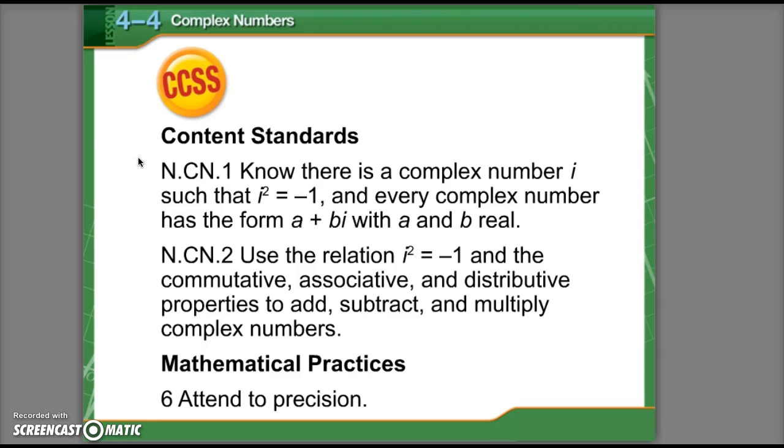Our mathematical practice for this lesson is that we're going to focus on attending to precision. We've got to make sure our answers are precise, they're exact, and that we don't make any mistakes.